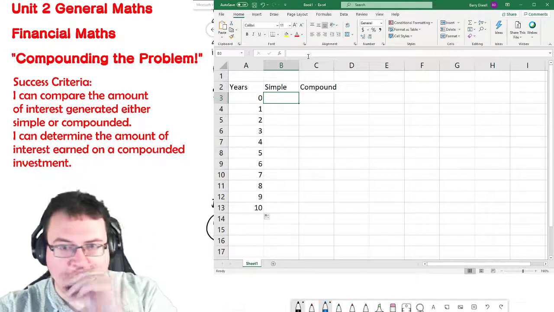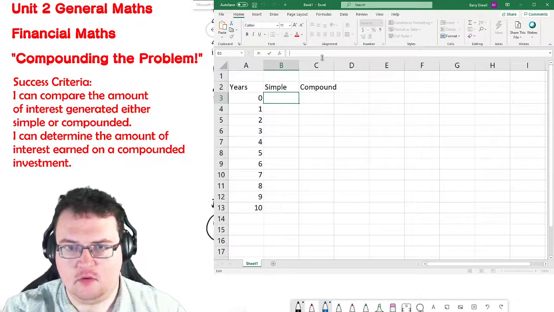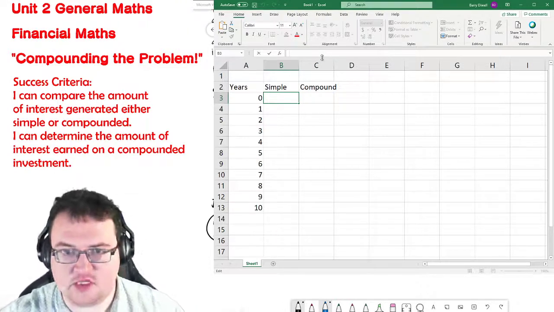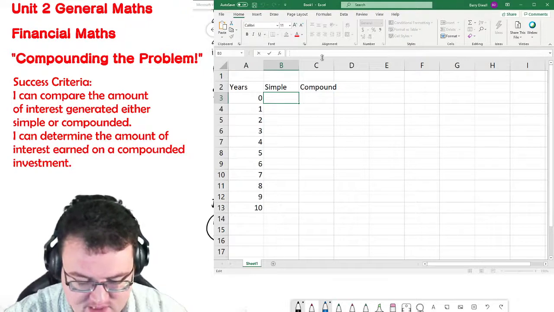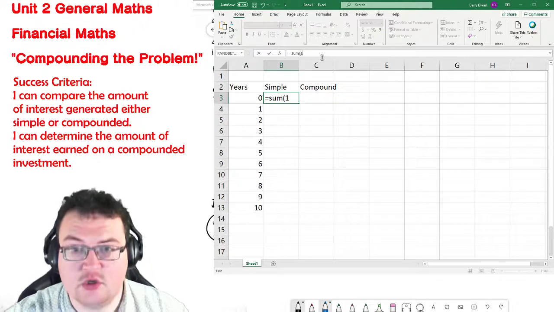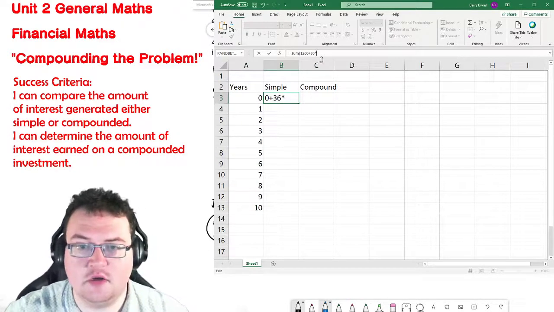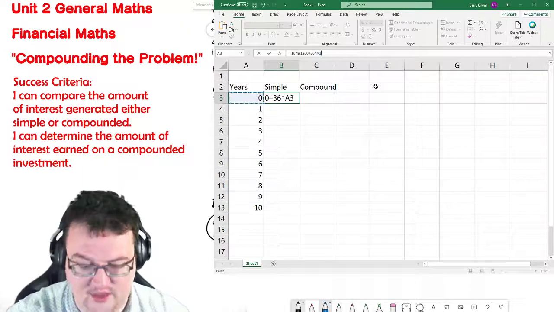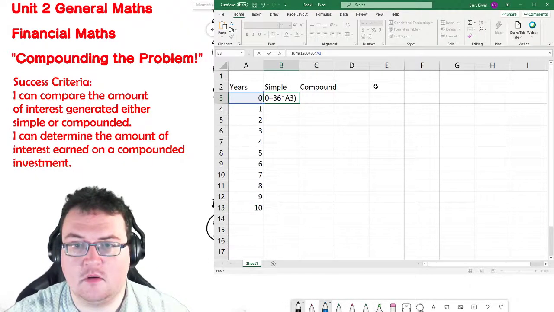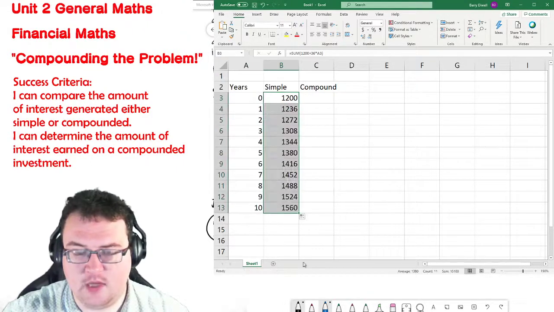And now in here, I'm going to put in some reference values. So simple, so I'm going to put in my formula. And the formula is going to be equals 1200 plus 36 times A3. And I'm going to drag that all the way down, and it gives me that answer.